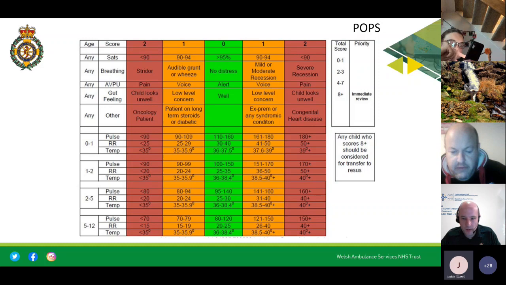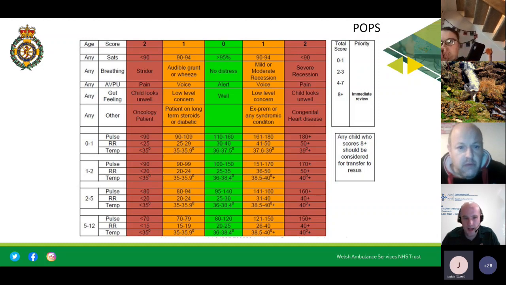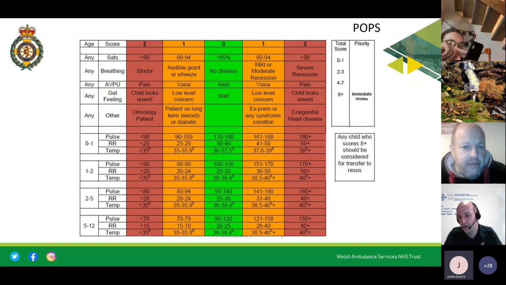So there are quite a few out there. You've got PEWS, which is the NEWS for pediatrics that are used in hospital. PEWS doesn't really work well for us in the pre-hospital setting. So in the pre-hospital setting, we use POPS, but you won't find POPS in a hospital because they use PEWS, which is just exactly the same as NEWS, just for children. But we wouldn't be doing blood pressures and stuff like that with a child pre-hospitally. And this has a little bit more and is nicer for us.